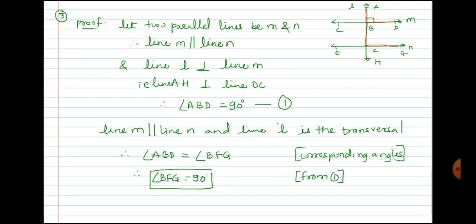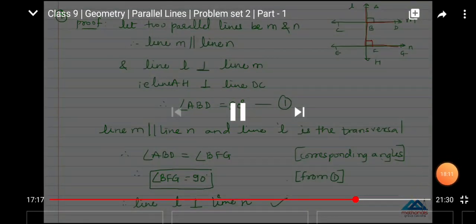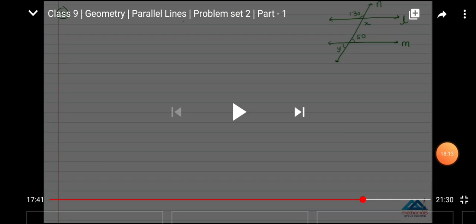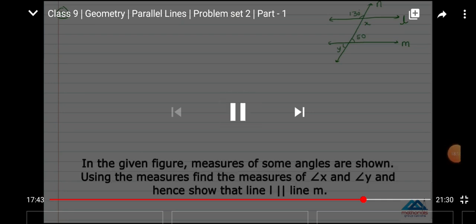अगर ABD 90 होगा और ABD BFG के इक्वल है, so BFG also we will get 90 degree. 90 degree means line L is perpendicular to the other line. हमने प्रूफ कर दिया जो हमको क्वेश्चन में प्रूफ करना था. So therefore line L is perpendicular to line N also. So here our proving is completed. Come to the fourth question.